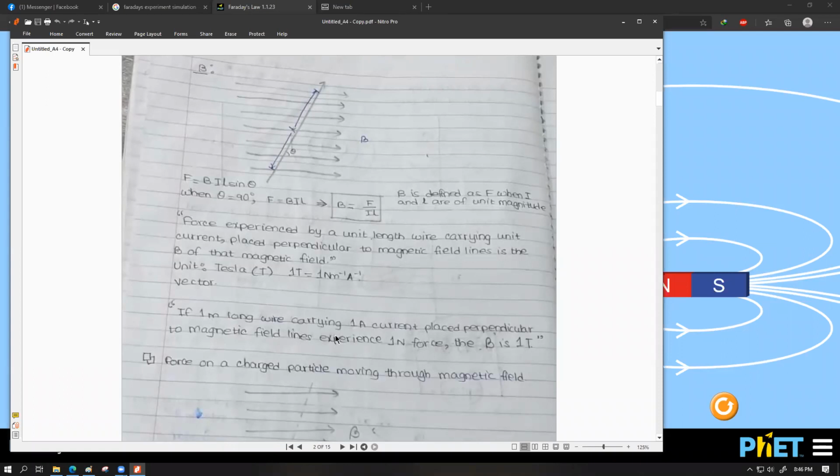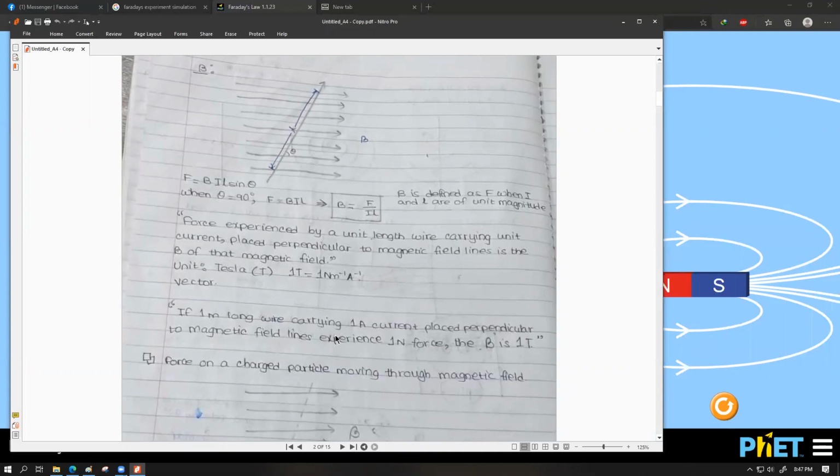You can start with the magnetic field word. The magnetic field within which a 1 meter long wire, placed perpendicular to the magnetic field lines and carrying 1 ampere current, experiences 1 Newton force is the magnetic field with 1 Tesla magnetic field strength. You can also define it like that. The actual placement of the words is not very important, but the inclusivity is important.